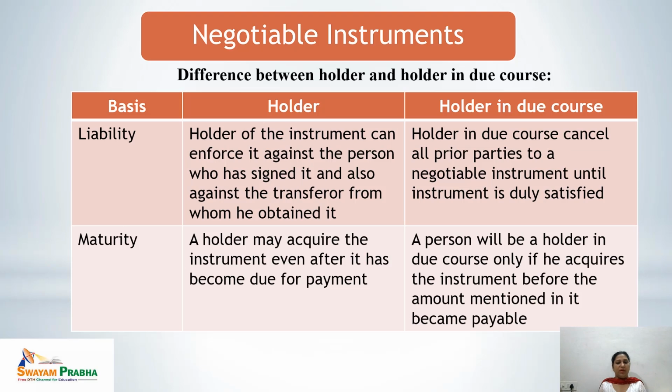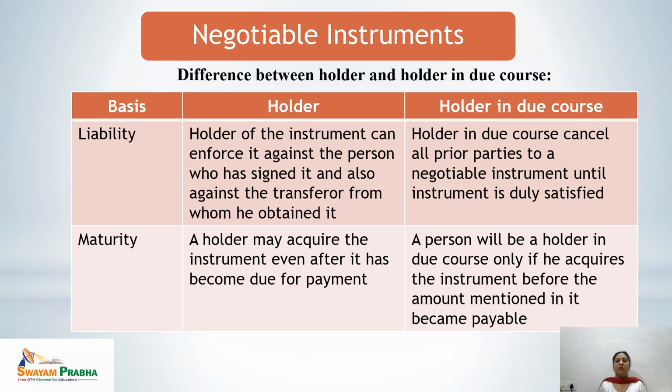Once it is matured, it is paid, and all the parties are discharged from the process. Next point of difference is the maturity. A holder may acquire the instrument even after it has become due for payment. But a person will be a holder in due course only if he acquires the instrument before the amount mentioned in it becomes payable. That means a person will remain holder in due course until the mentioned amount becomes payable.